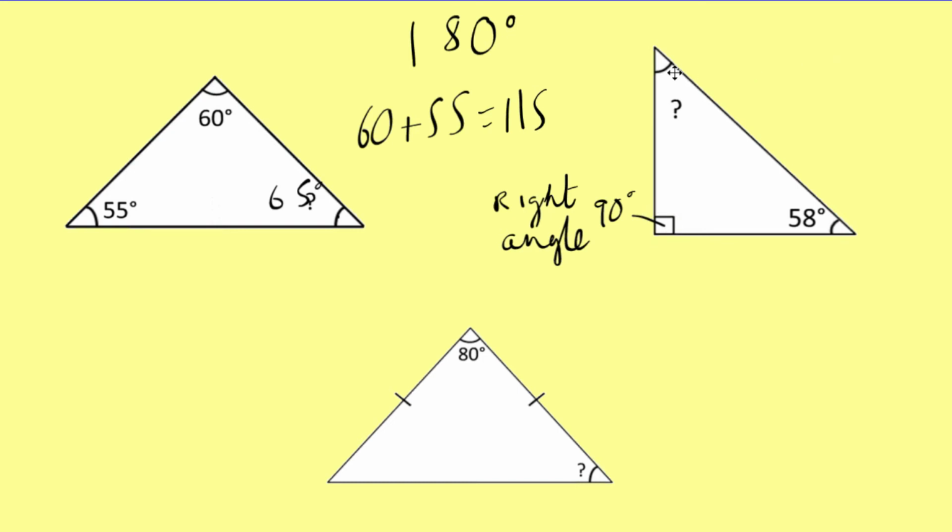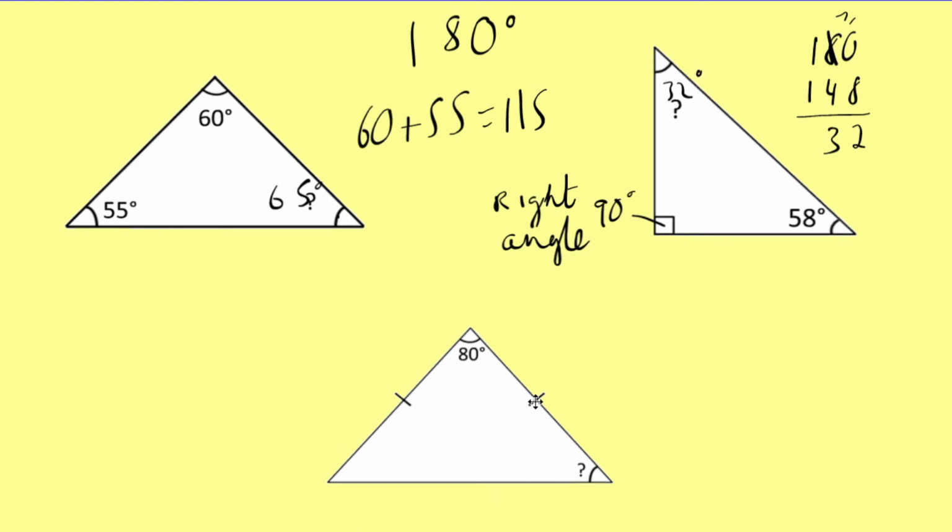So here, to find our missing corner, we've got 180. Add 90 and 58, which is going to give us 148. 0 take 8 we can't do, so we've got to borrow. So that's 2. 7 take away 4 is 3. And 1 take away 1 is 0. So this missing angle here will be 32 degrees.